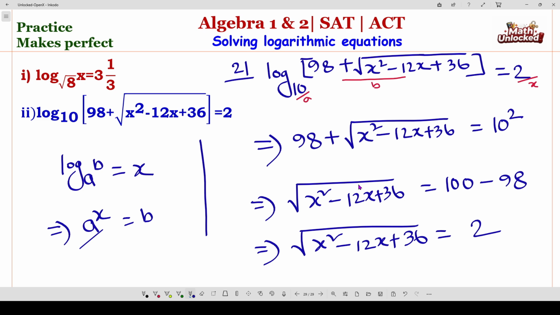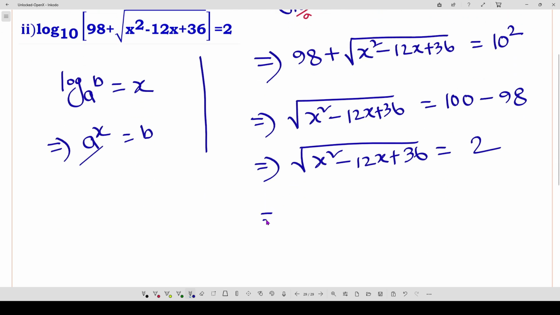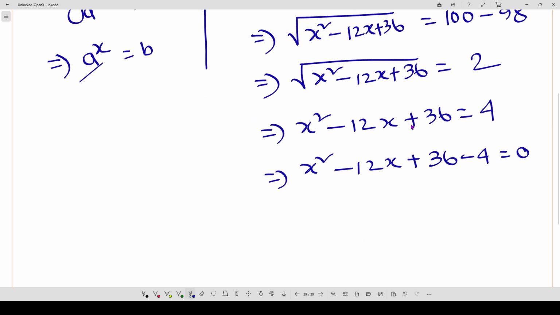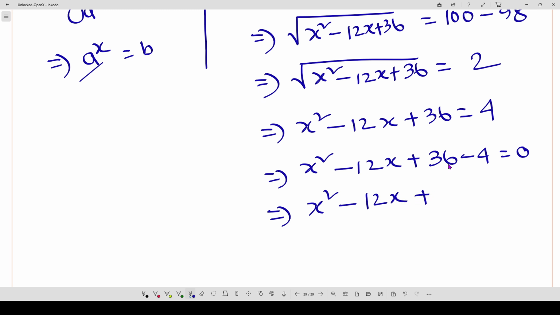Now we can square both sides, so this root sign will be out. X square minus 12x plus 36 equals 2 square, it means 4. Then x square minus 12x plus 36 minus 4 equals 0, it means we subtract both sides by 4. Now x square minus 12x plus 32 equals 0.